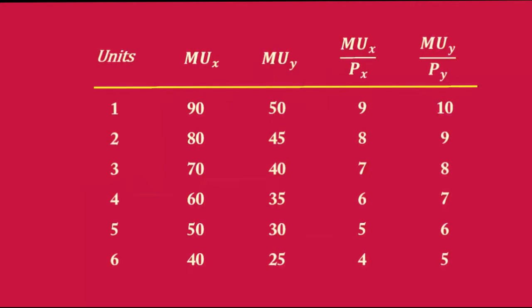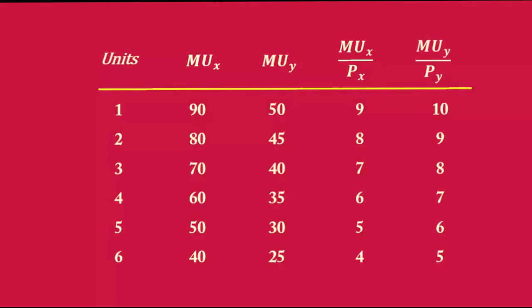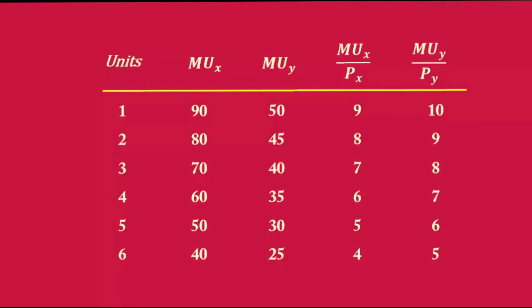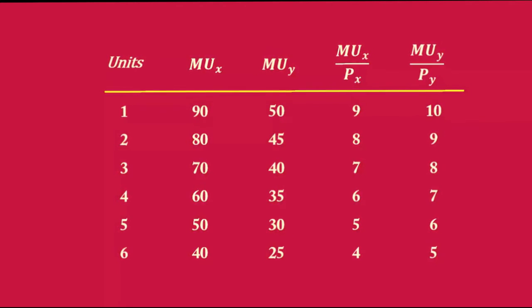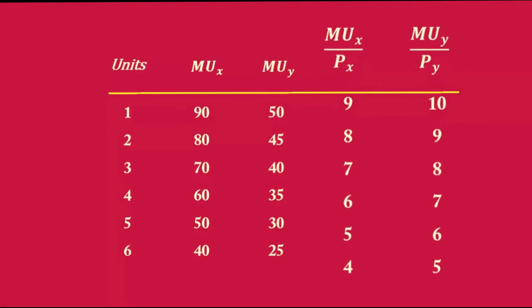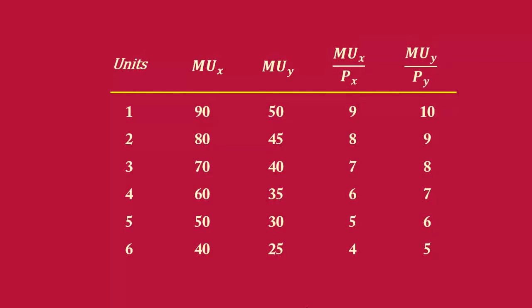Now we shall go to the utility table we have developed earlier. Remember, the consumer has to equate MUX by PX with MUY by PY. In the table, look at the column MUX by PX and MUY by PY. These two columns represent the marginal utility of 1 unit of money. The consumer proceeds like this. He consumes 1 unit of both the goods.